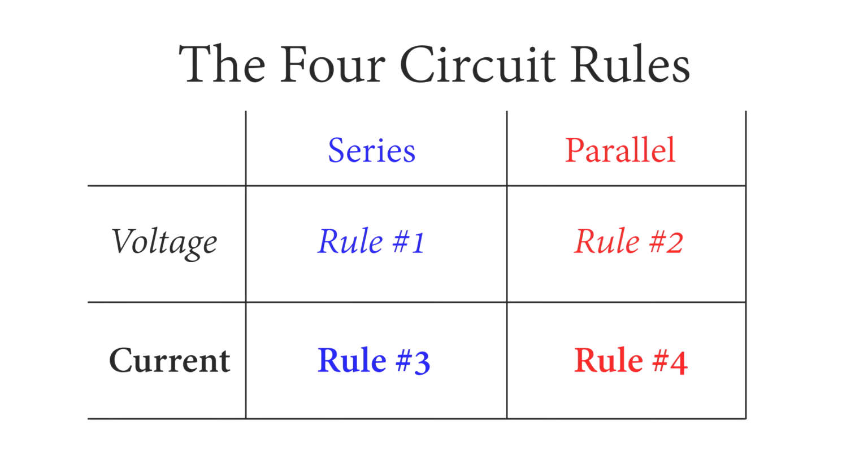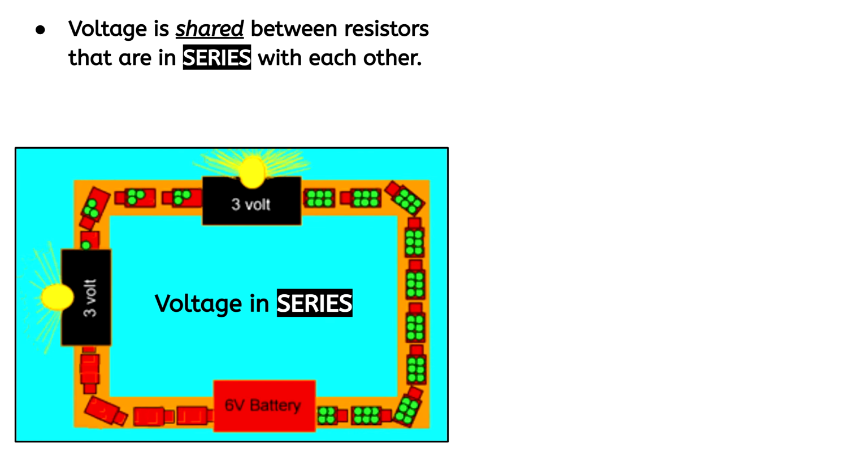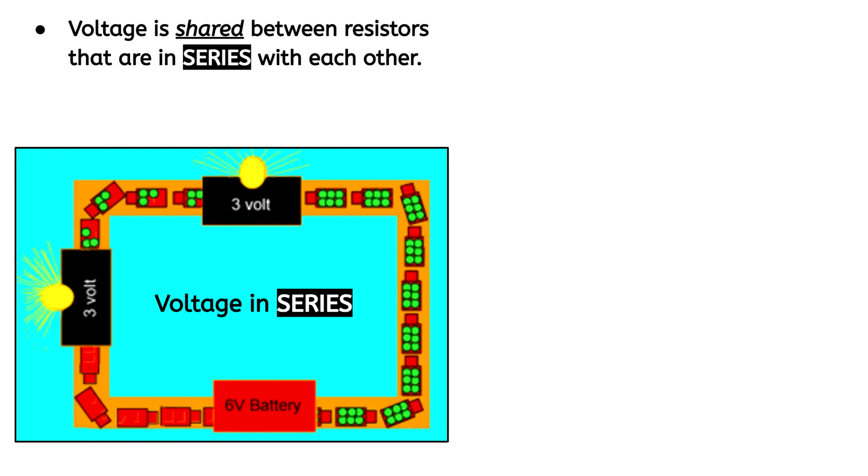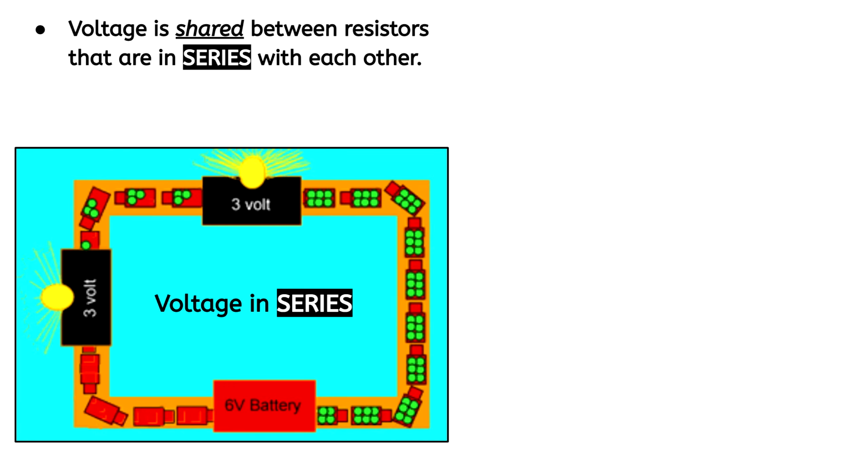All right, now that we've done some exploration into circuits, let's really nail down the 4 rules of circuits and how they work, depending on if you're working with a series circuit or a parallel circuit. The first thing I'll give you is the 2 rules for how voltage works in series and parallel. Here's the rule for series.